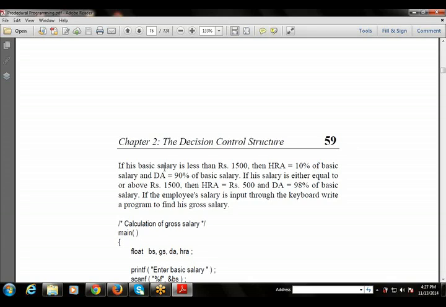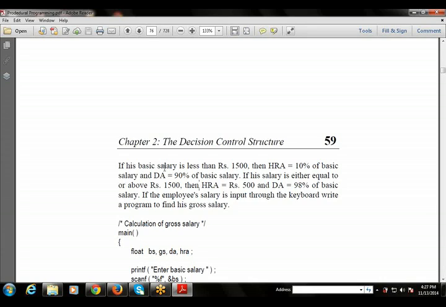One case is less than 1500, that is up to 1499, then give the HRA as 10%. Otherwise, if it is above or equal to 1500, then give the HRA as 500 and the DA as 98% of the basic salary.